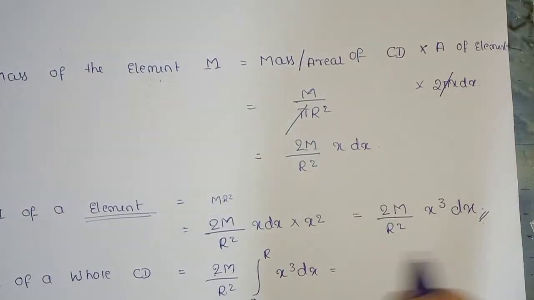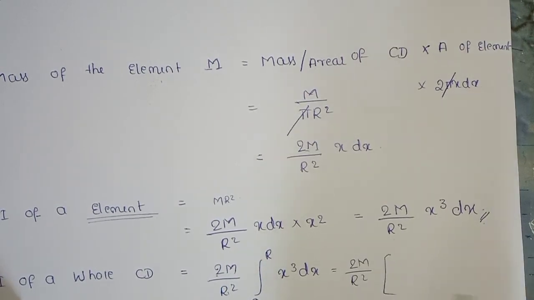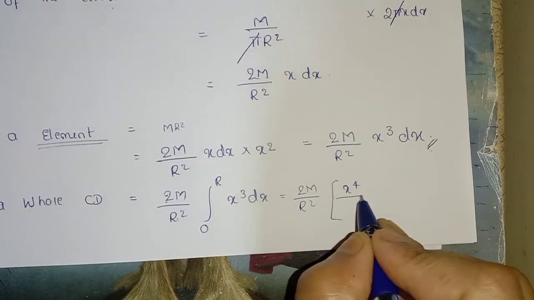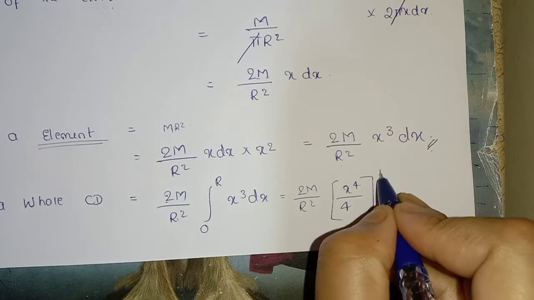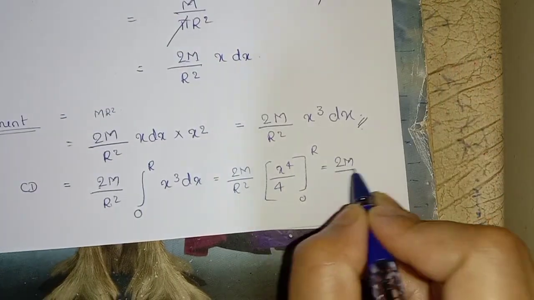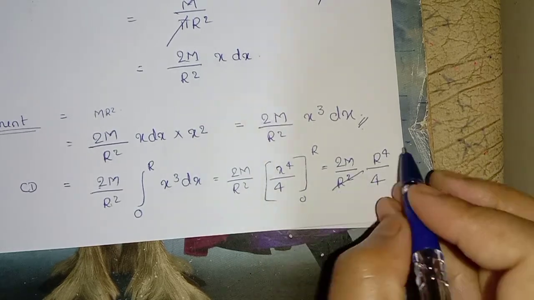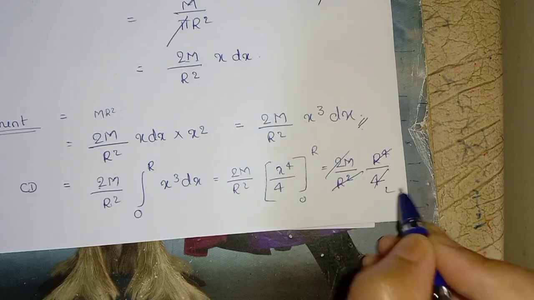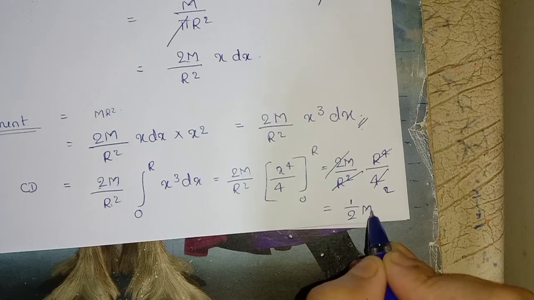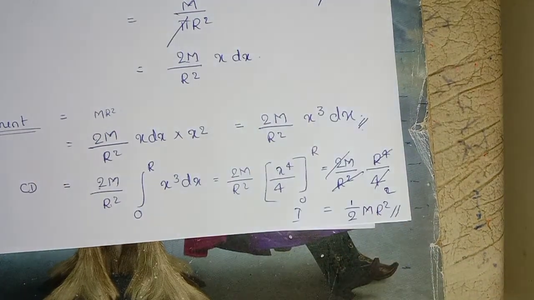This is equal to 2M divided by r square. What is the integration of x cube? X raised to 4 divided by 4, from 0 to capital R. This is equal to 2M divided by r square, R raised to 4 divided by 4. R square gets cancelled, 2 ones are 2, 2 twos are 4. This is equal to 1 by 2 M r square. This is the moment of inertia of a circular disc.